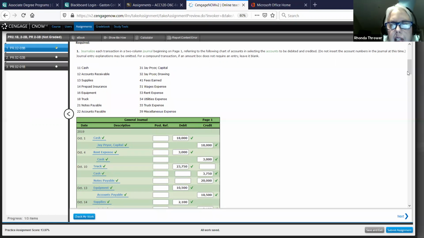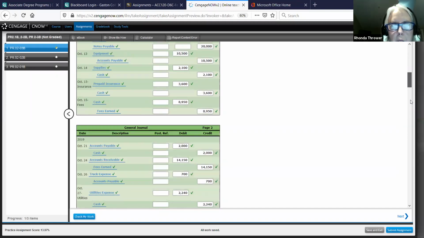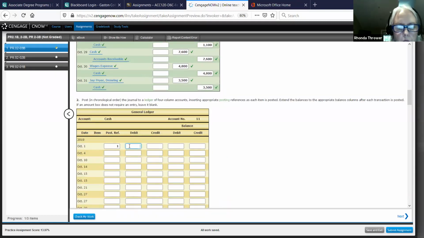I'm going to put a debit of $18,000 into my cash account. I've copied from the journal, page number 1, the debit to the cash account, which we're working in. I did not credit it in this transaction because $18,000 debited increases my cash account. I now have a balance in my cash account that is a debit balance of $18,000.